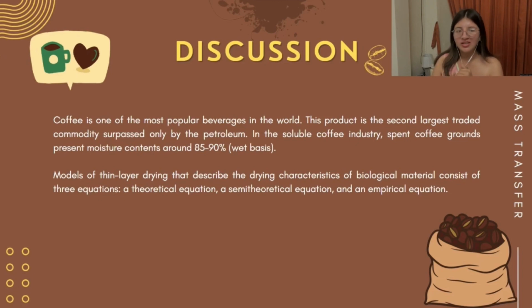Models of thin layer drying that describe characteristics of biological material consist of 3 principal equations. First, the theoretical equation. Second, the semi-theoretical equation, and finally, the empirical equation. The first 2 equations are really hard to use. On the other hand, the empirical equation is the easiest one to calculate, so we have a plus. This model is widely used. That's the principal reason why we chose this equation, with the experimental drying data, to identify a suitable equation for describing and predicting the drying behavior of this product.